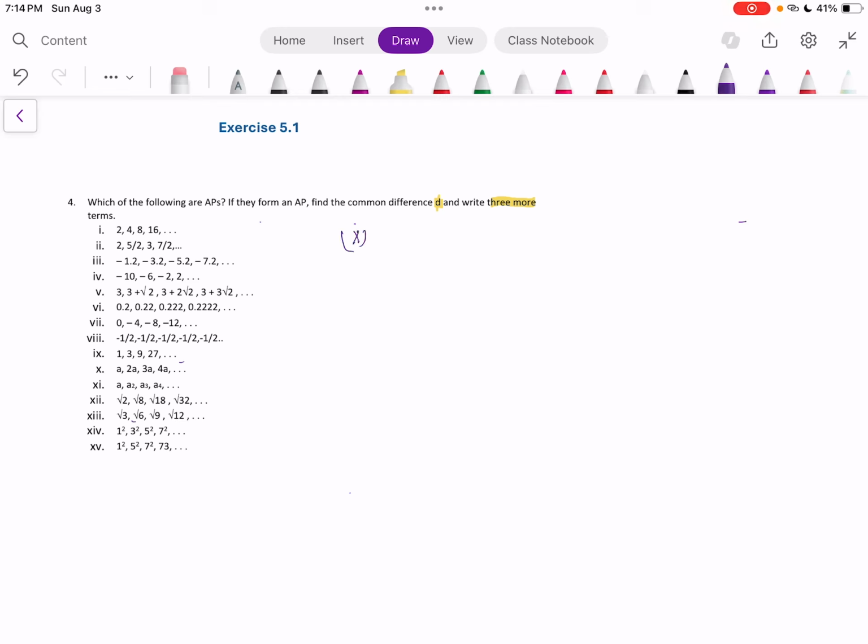Tenth problem: A, 2A, 3A, 4A. So D is 2A minus A, going to be A. D again, 3A minus 2A is going to be A. Then 4A minus 3A is A. It's an AP. D is A here.